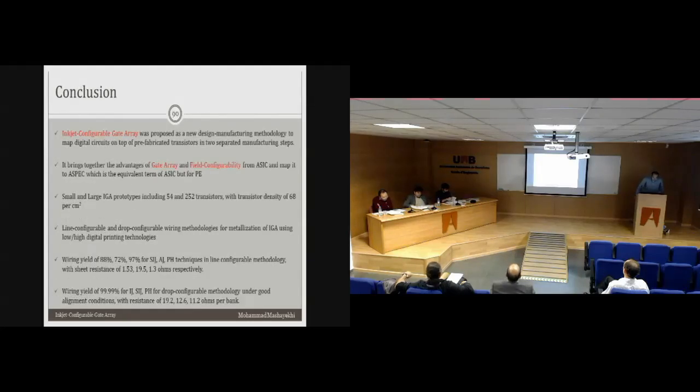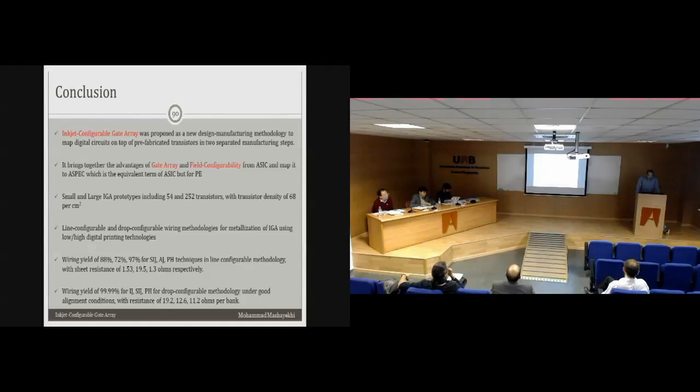Conclusion. We proposed inkjet configurable gate array as a new design manufacturing methodology to map digital circuits on top of prefabricated transistors in 2 separated manufacturing steps. It brings the advantages of gate array and field configurability from ASIC design methodology and maps it to ASPEC. Small and large IGA prototypes with 54 and 252 transistors with density of 68 per centimeter square were designed and fabricated. Line configurable and drop configurable wiring methodologies for customization of IGA were proposed.